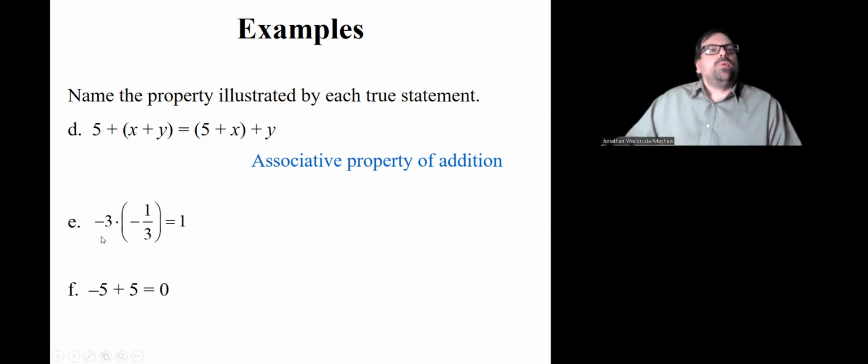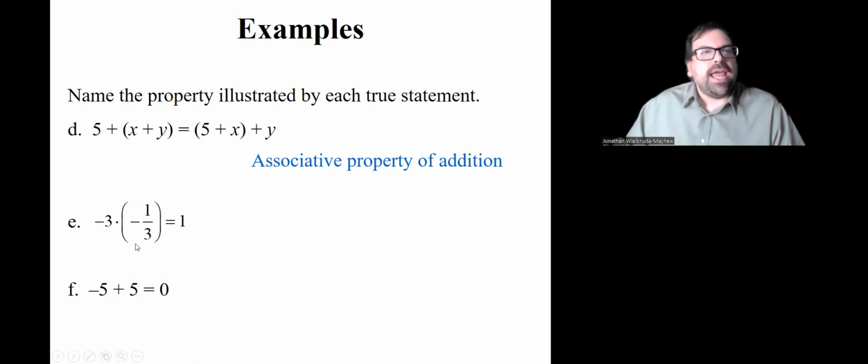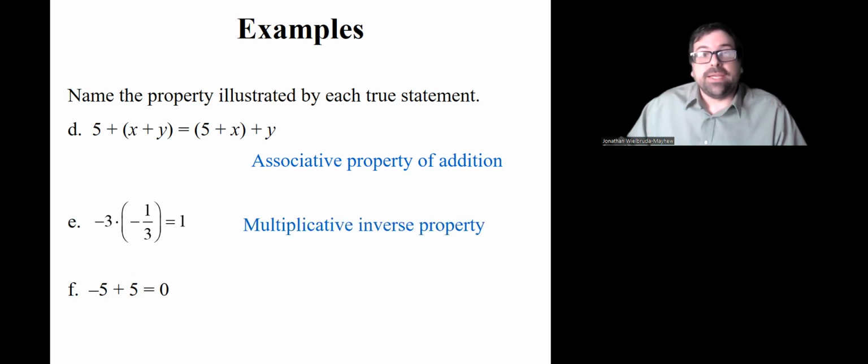In E, we have -3 times its reciprocal, -1/3, and we're showing that when we multiply these reciprocals together, we get 1. That is an example of the multiplicative inverse property. Reciprocals multiplied together equal 1. And in F, we have -5 plus its opposite of 5. And when we add these opposites together, we get 0. This is showing that when we add an opposite, we get 0. That's the additive inverse property.